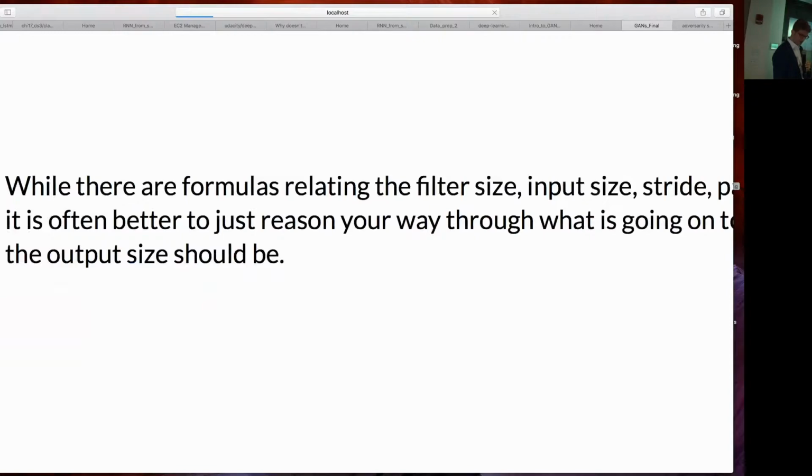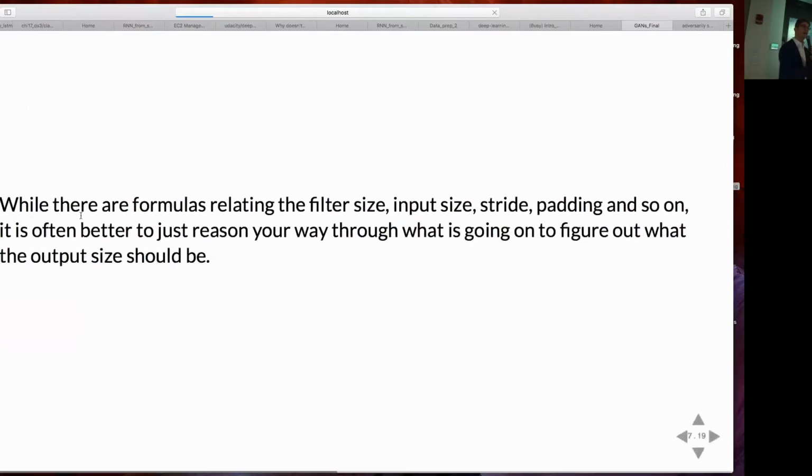All right. In the documentation that I linked to, which has an excellent and really detailed overview of convolutions, there are formulas you can memorize for how the input size and output size change as a result of changing the padding.